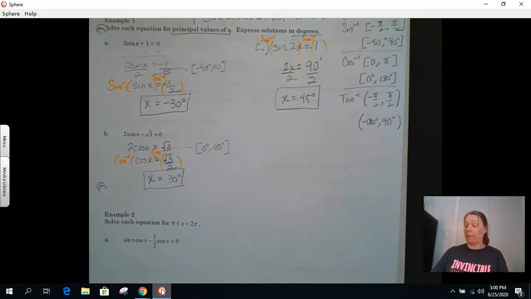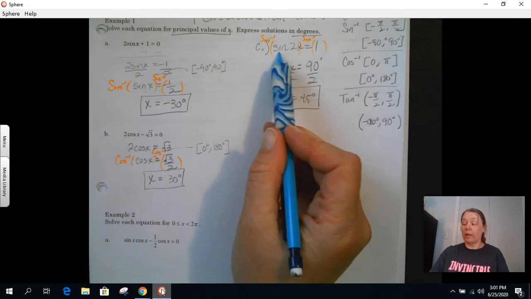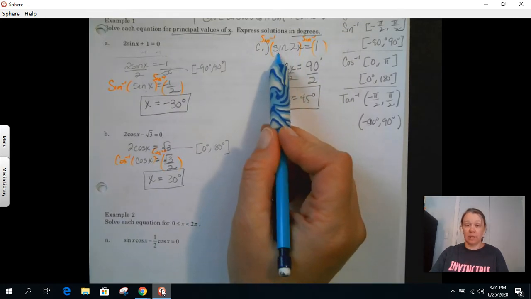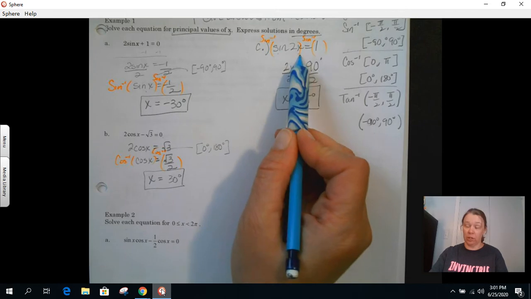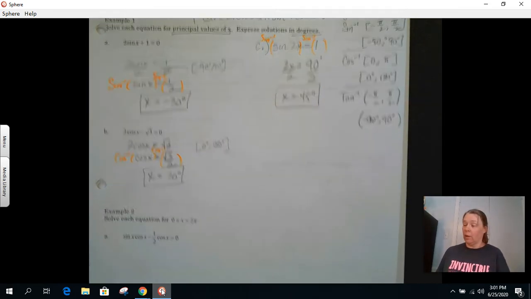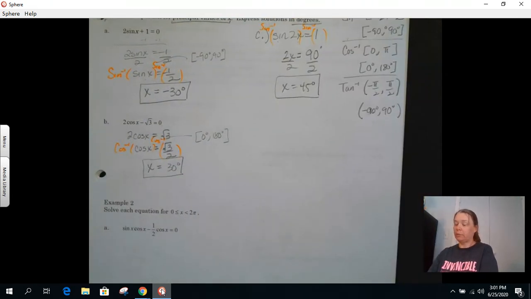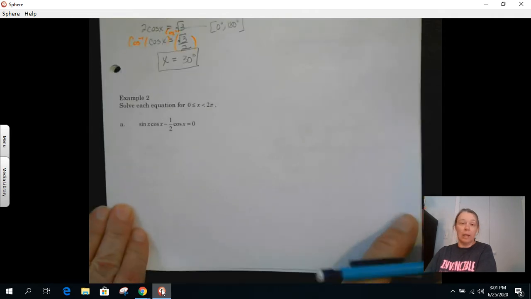So if that ever happens, no matter if it was sine, cosine, or tangent, you would solve and then get rid of the trig function and then do the division to get the x by itself. I wanted to add that because I know it comes up in the homework, but I didn't have one in my notes. Okay, so now let's take a look at example 2.